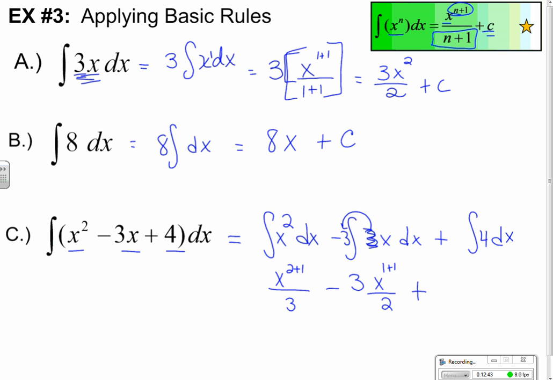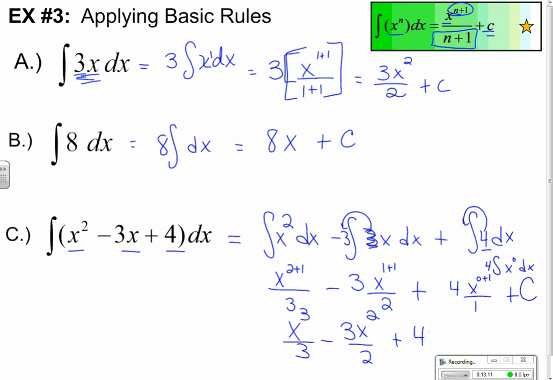Plus, moving on to the third integration here, I have 4, and then I would have, if I swung that out front, this really looks like 4x to the 0 dx, x to the 0, add a power, divide by the new power. Final step, don't forget to add some constant. So I get x to the 3rd over 3 minus 3x squared over 2 plus 4x to the 1st plus c. That would be the antiderivative of this polynomial.